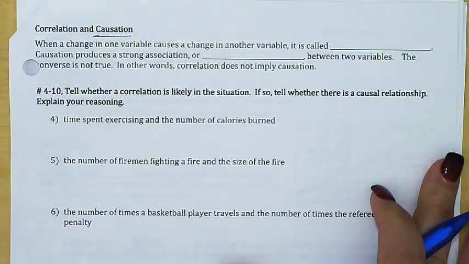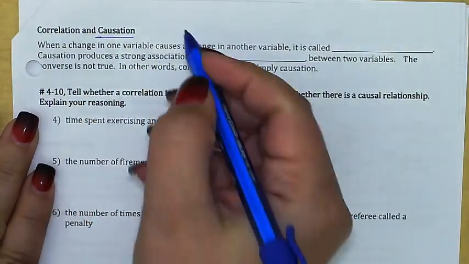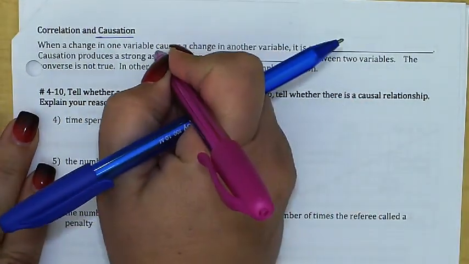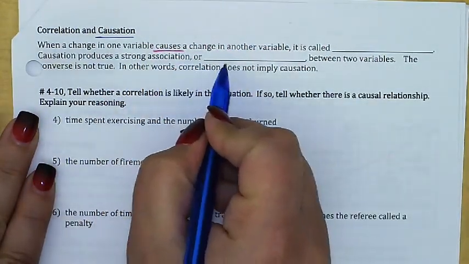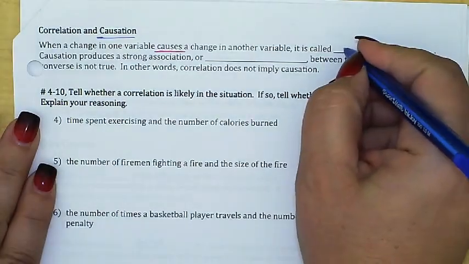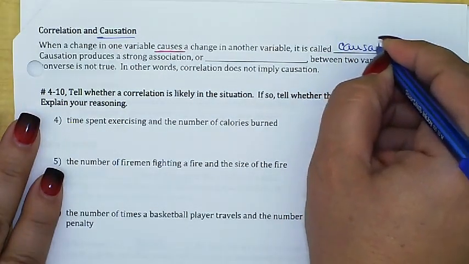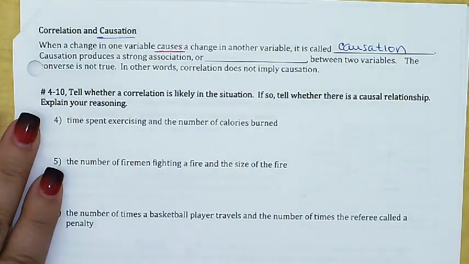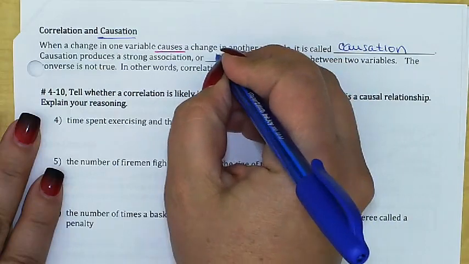A causation, just flat, you know, in a nutshell, is just a lot stronger. It's a lot more of a cause and effect type of situation. So when a change in one variable causes, right, this is the biggie right here, when it directly causes a change in the other, then that's called a causation. It's a much stronger relationship. Okay, causation produces a strong association or correlation.